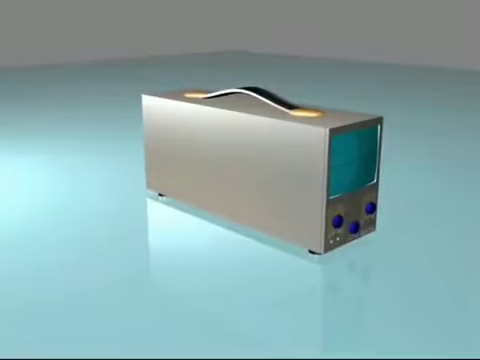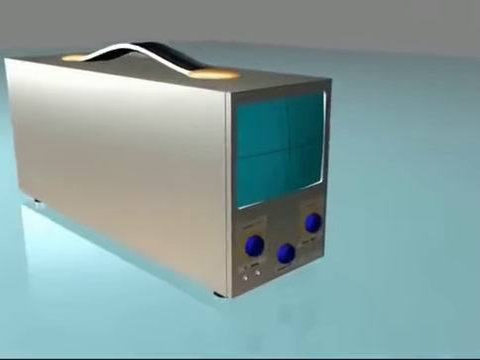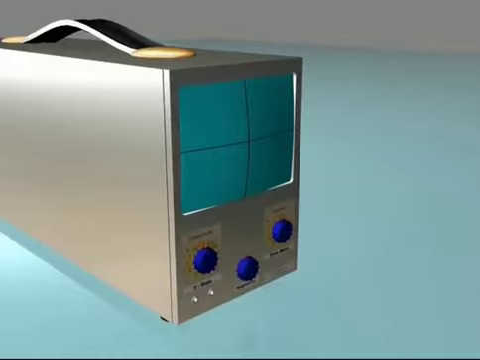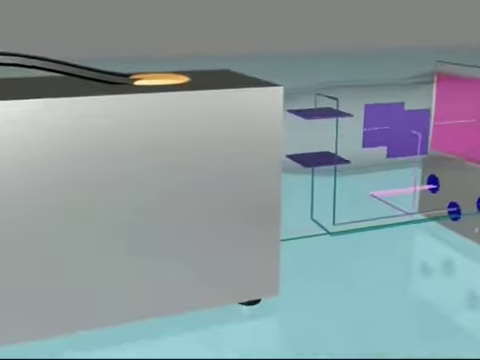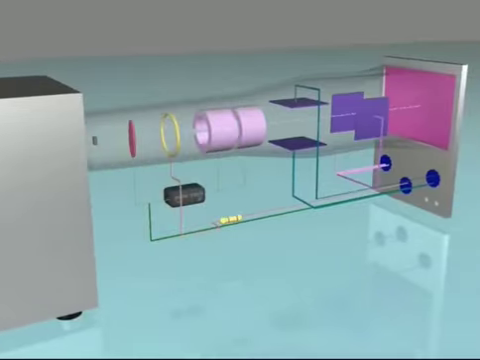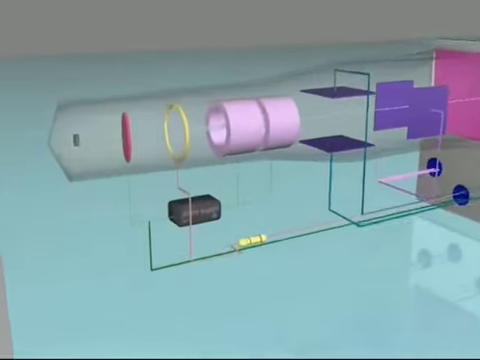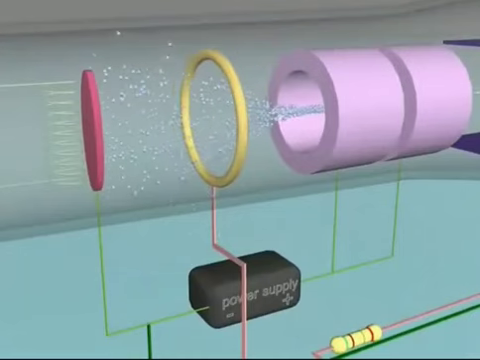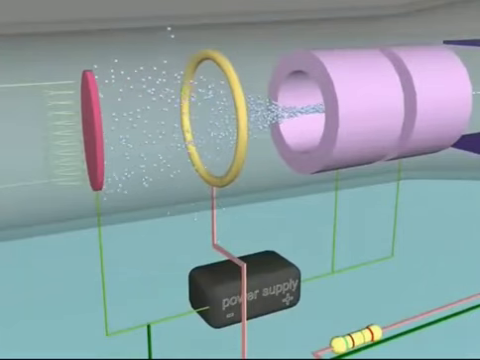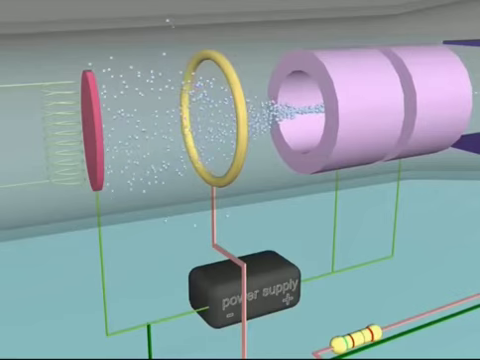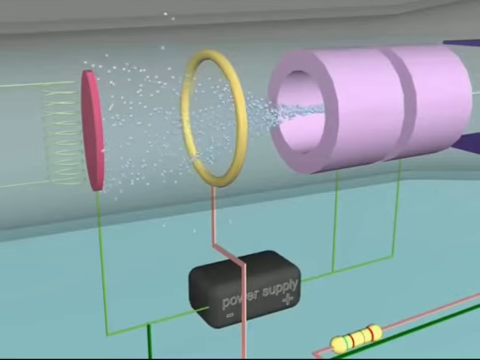Some modifications are made to the cathode ray tube to invent the cathode ray oscilloscope, CRO. The cathode ray oscilloscope is built up of three main parts. The first part, which looks like the cathode ray tube but with a few changes, is named the electron gun. This part produces electrons by the property of thermionic emission.